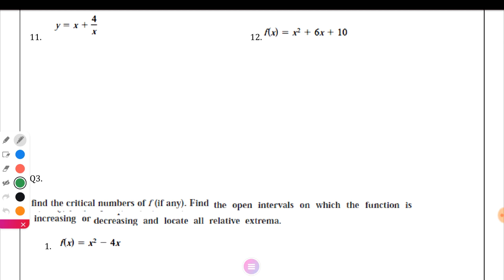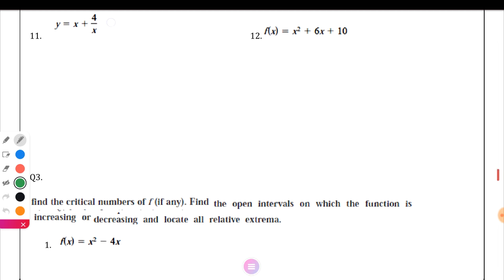Okay, now here, at the first step I have to rewrite the function to be ready for the derivative, as you learned before: x plus 4 x to the power -1. Then find the derivative. What is the derivative? 1 minus 4 x to the power -2. That is the first step. But I have to simplify the derivative, which is 1 minus 4 over x to the power 2.